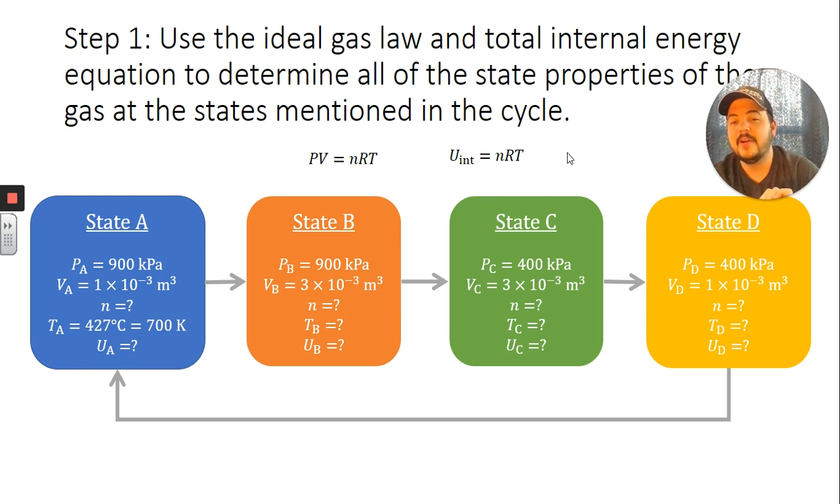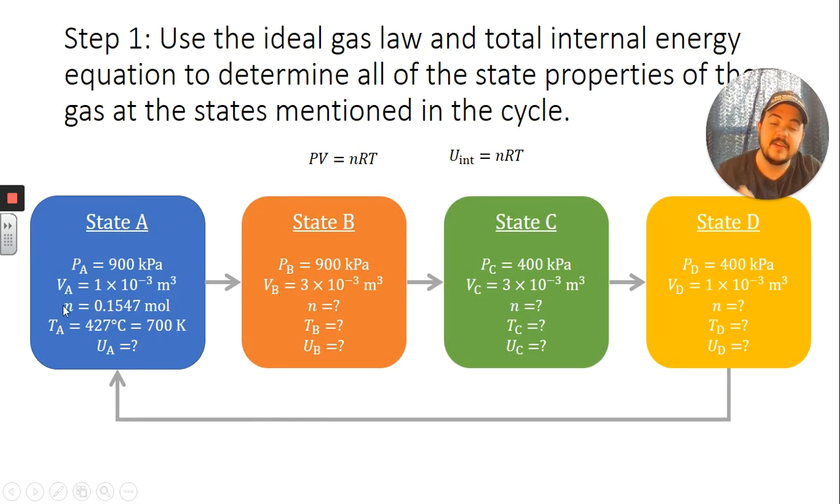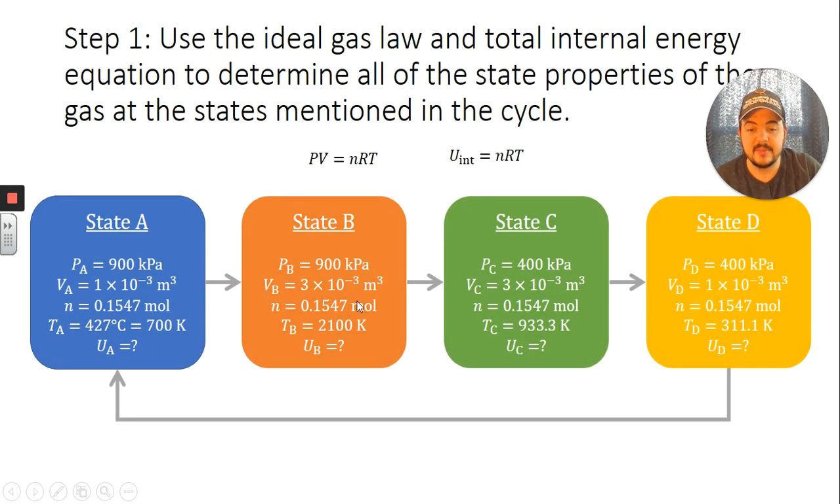All right, assuming you've paused the video and given it a chance to compute, let's see the best way to go about this. State A is the best place to start because there's only one unknown in the ideal gas law, which is the amount of gas. So we use PV equals nRT, and we end up with 0.1547 moles. And then we recognize that the amount of gas inside of the cylinder does not change. It's the same amount everywhere. So this number carries across there.